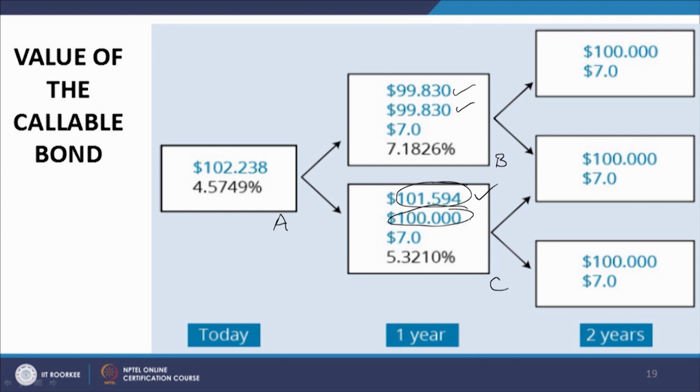However, when we look at node C, what we find is that the exercise price is 100, and the computed value of the bond is 101.594. Therefore, the investor in the bond will not exercise the put option, and as a result the figures here will remain unchanged.